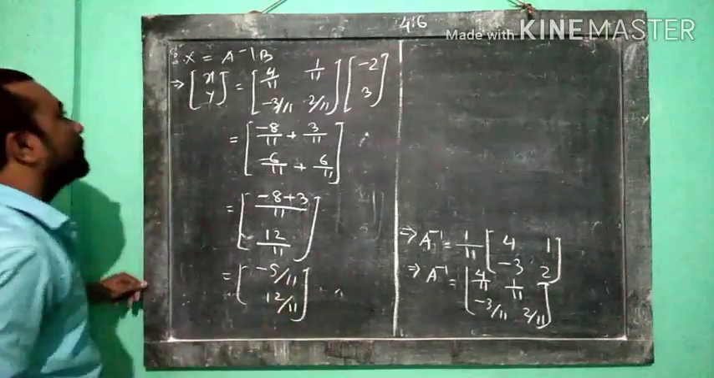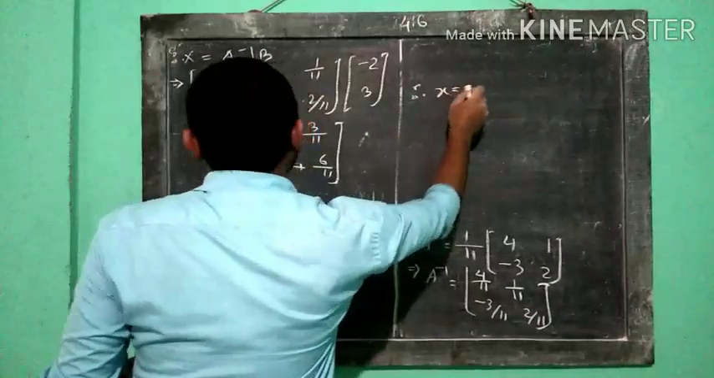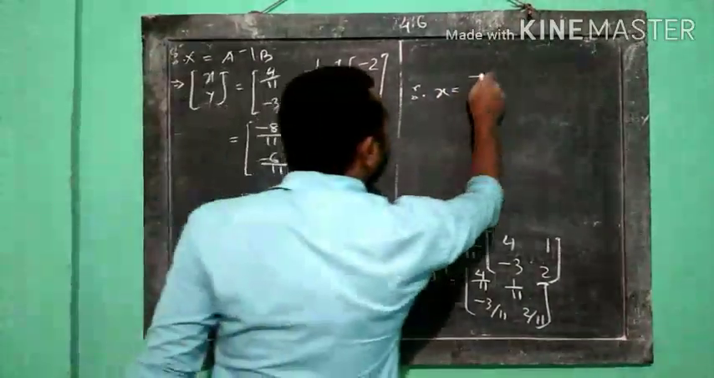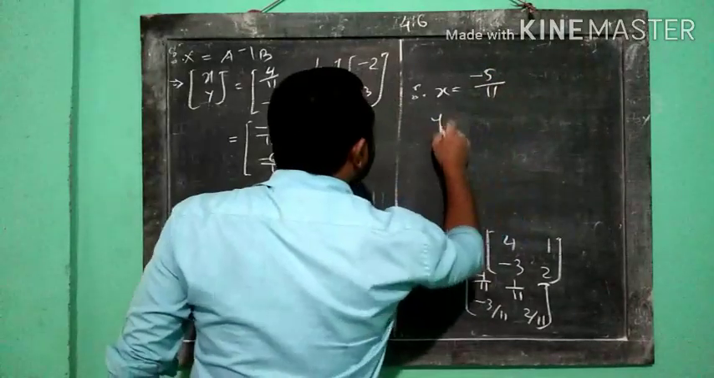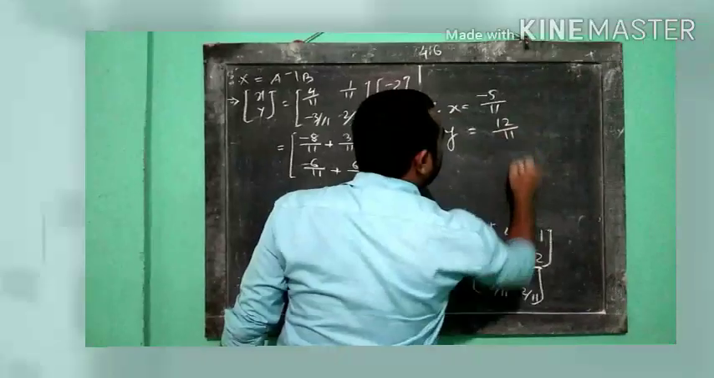So x equal to what? Therefore x is equal to minus 5 by 11, and y equal to 12 by 11. We are going to solve question number 11.